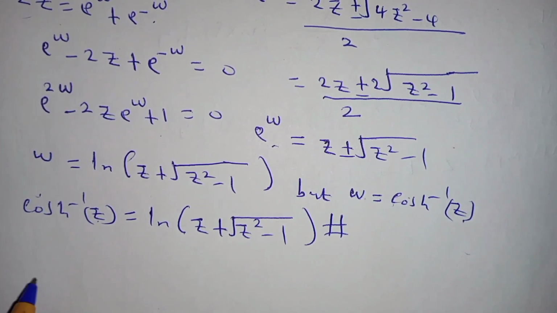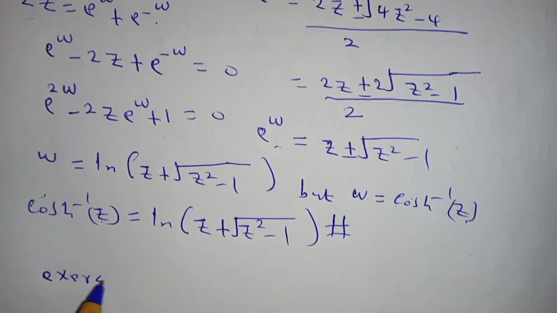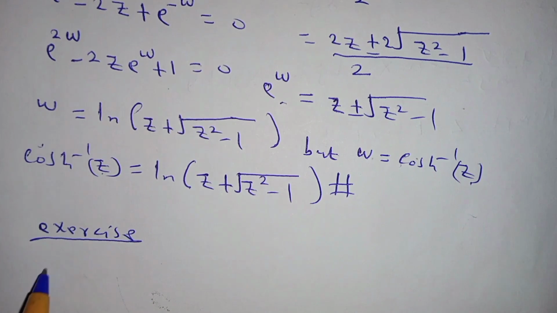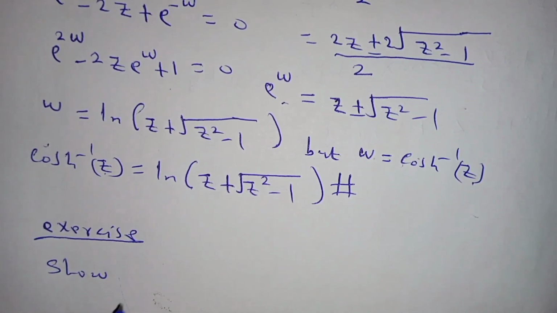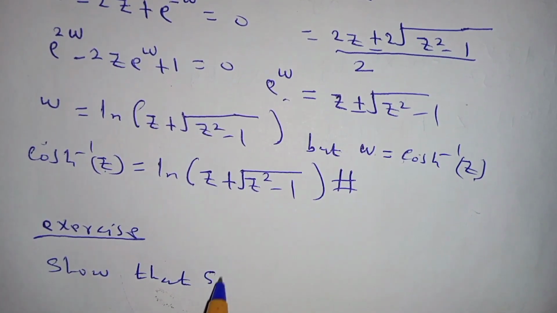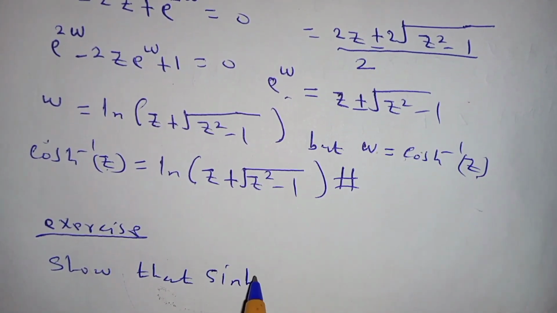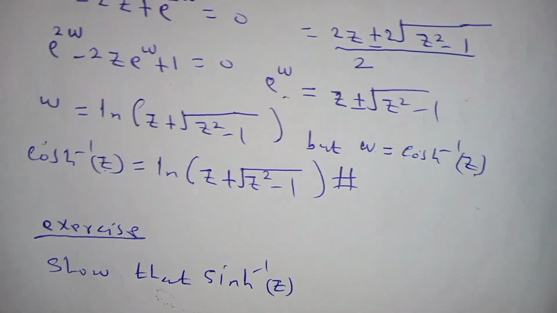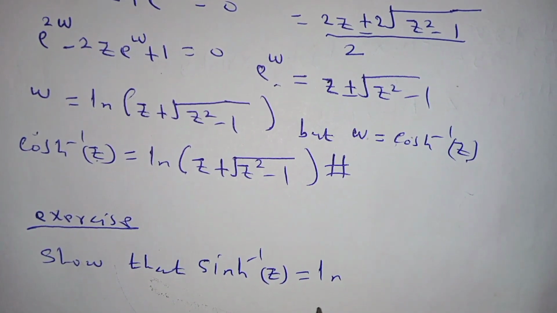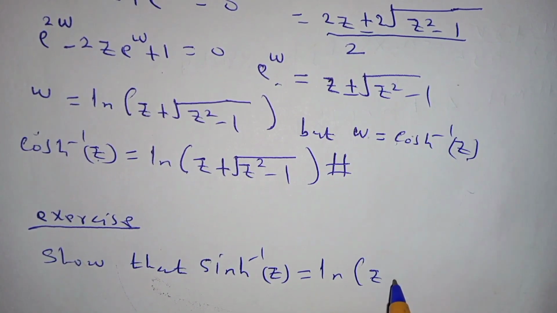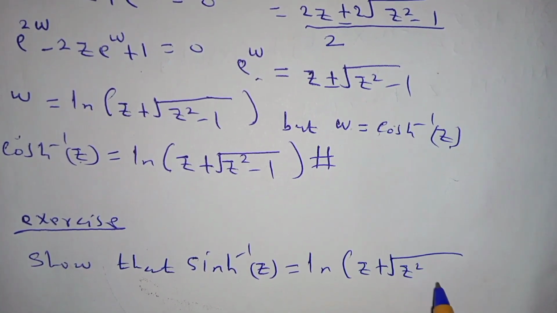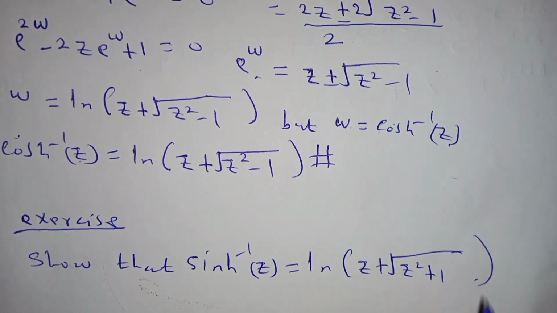I give you an exercise. At your own time, show that the inverse hyperbolic sine of the complex function z is the same as the natural logarithm of z plus the square root of z squared plus 1, everything in brackets.